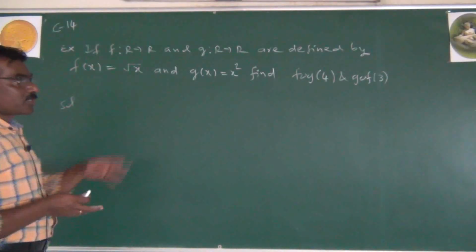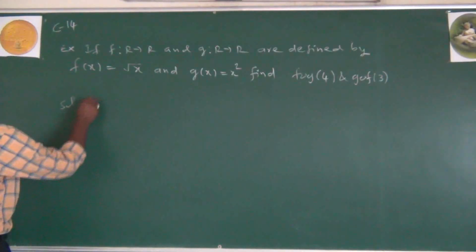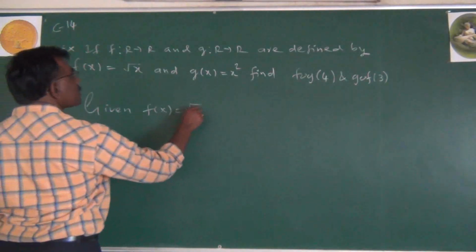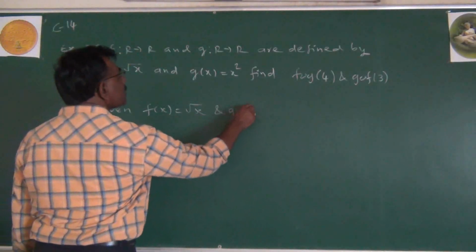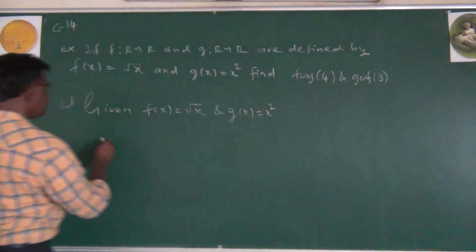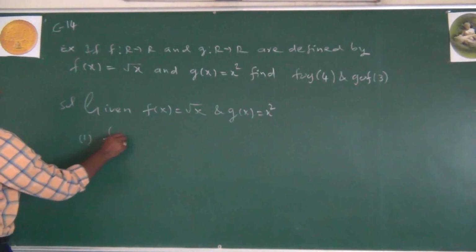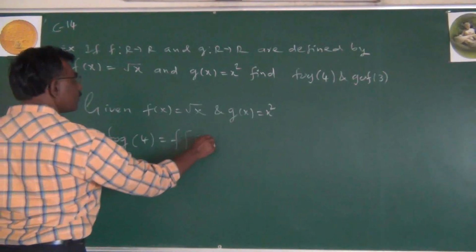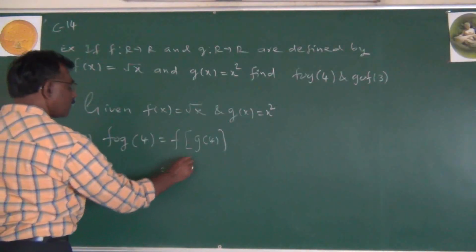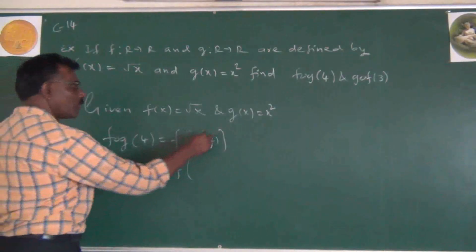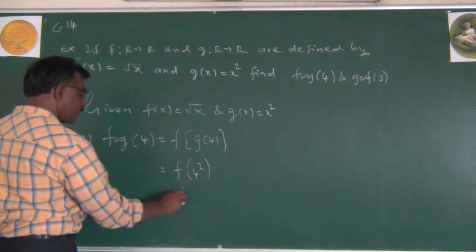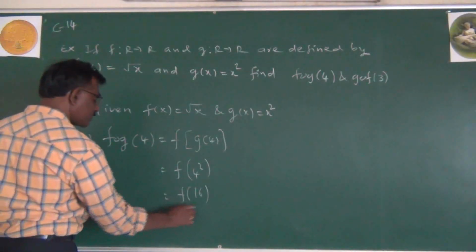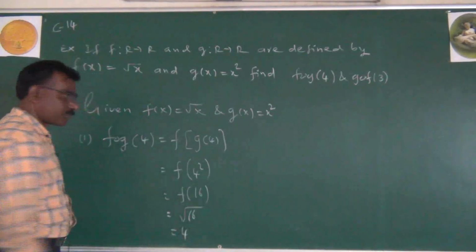Now here the x values are already given, that is 4 and 3. What is given? f of x is equal to root x and g of x is equal to x square. The first problem, f composition g of 4: f of g of 4. What is g of x? x square, so g of 4 is 4 square, 16. So f of 16, f of x is root x, so root 16, which is 4.